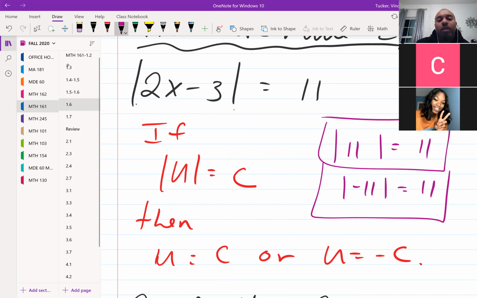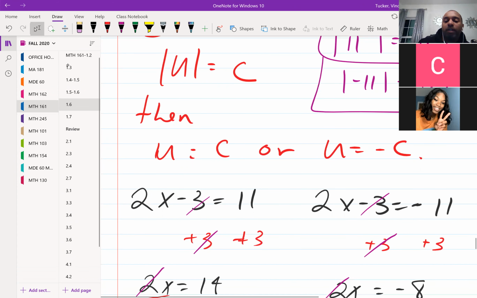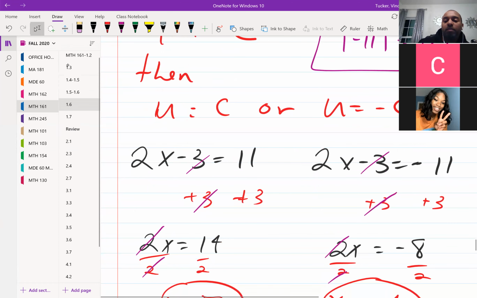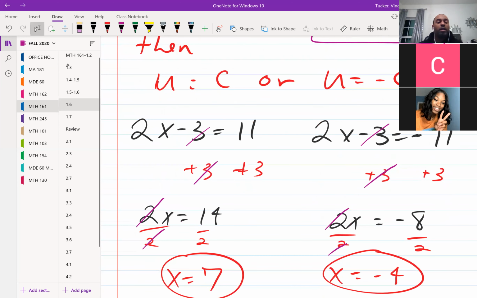And I probably should have done that right here instead of just putting 3's. That's why we have to set this quantity equal to 11 and then set it equal to a negative 11. When is 2x minus 3 equal to 11? When is 2x minus 3 equal to negative 11? And that's what we did here. Then to solve, we added 3 to both sides, divided by 2. x is equal to 7, and x is equal to negative 4.